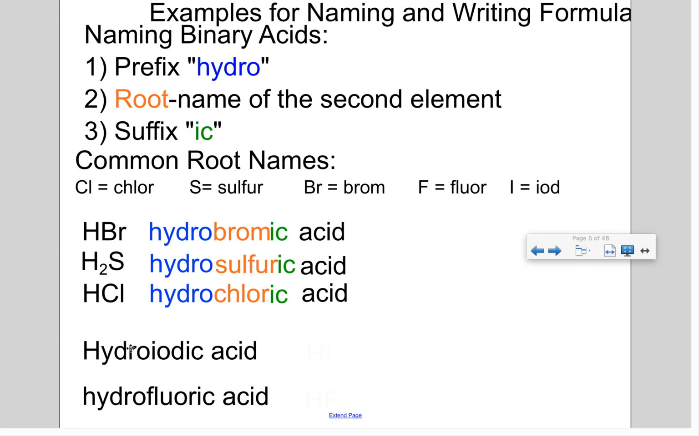Now you can go backwards. How do you get the chemical name or the chemical compound? So we have hydroiodic acid. I don't know how you say that. But anyways, hydro is H, and then ide is iodine, so it's just HI. Hydrofluoric acid, HF. Okay.